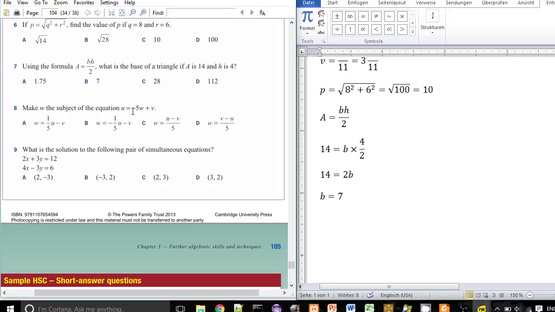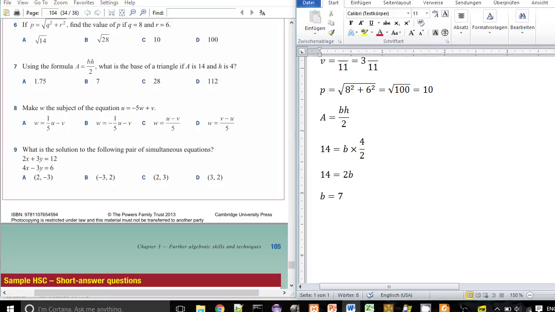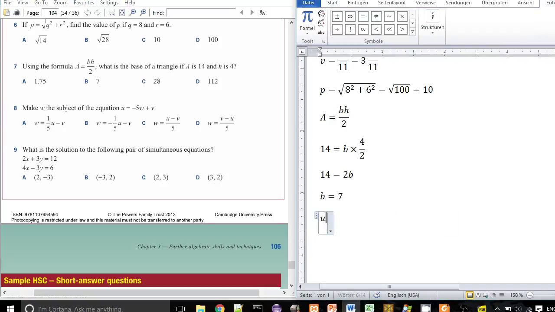Okay, make w the subject. Alright, so I'm going to write their equation. U equals minus 5w plus v. Make w the subject. Want this guy by himself. I need to get rid of the v, so it's plus v. I need to minus v on this side. U minus v equals minus 5w. That part stays the same.